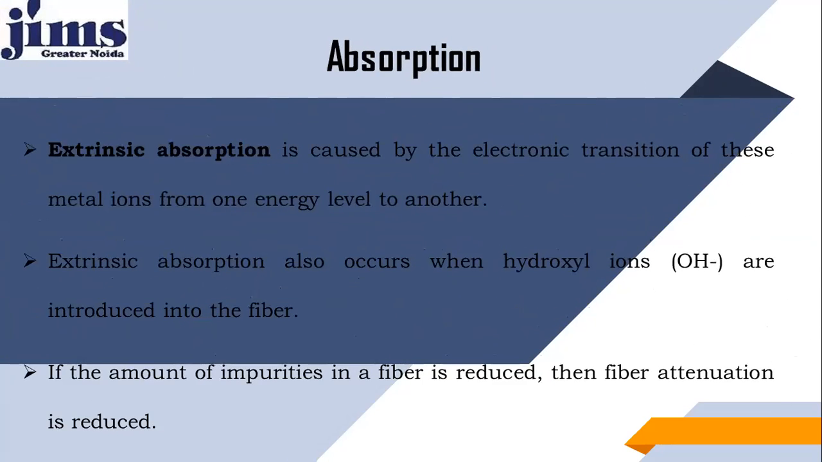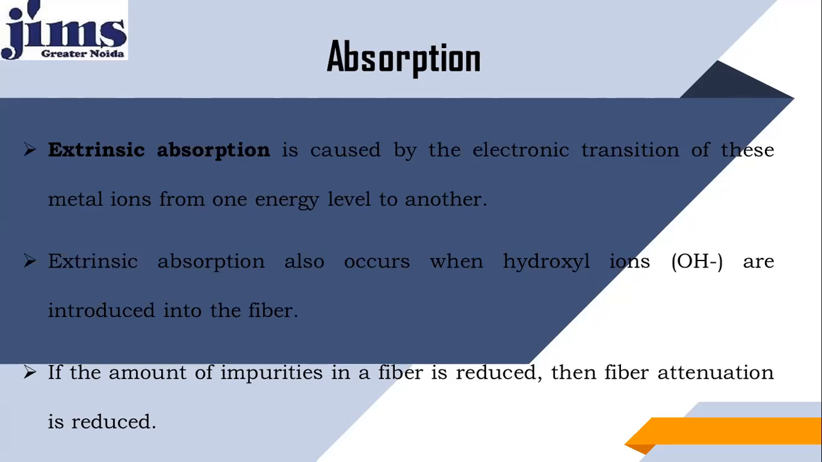So extrinsic absorption is caused by the electronic transition of these metal ions from one energy level to another. Actually, the main cause of extrinsic absorption is the OH ions. This OH ion is found in water. Actually, what happens during the fabrication process of optical fiber, and we already used glass for that. So to get the shape of the fiber, this glass is in the molten state, and after getting the cylindrical shape, what we do is we have to cool down this molten state.